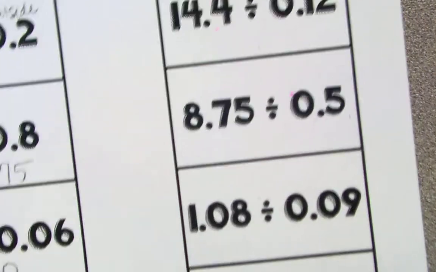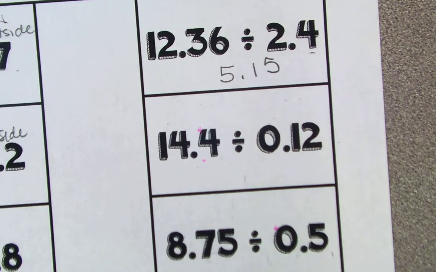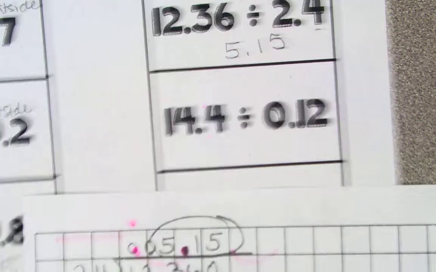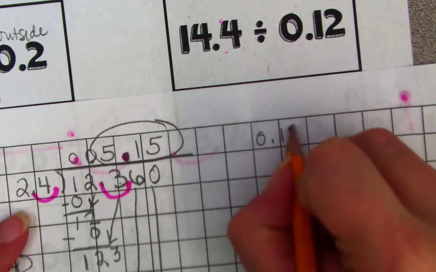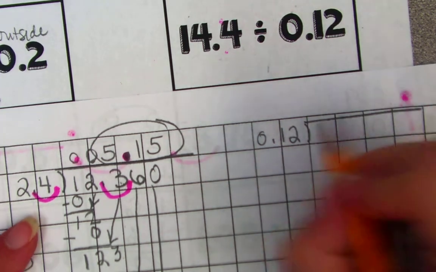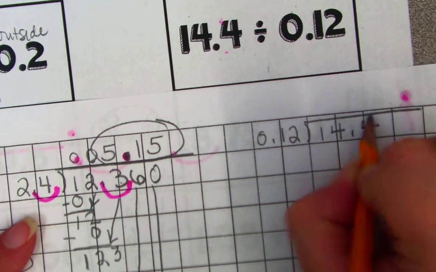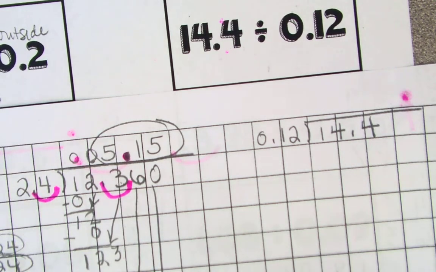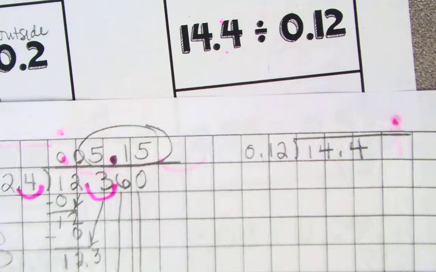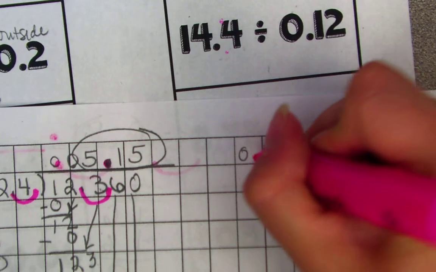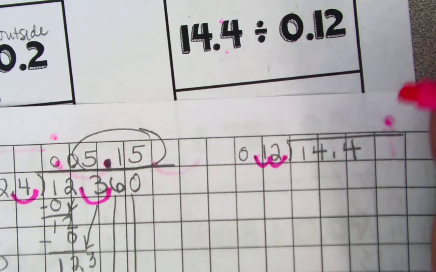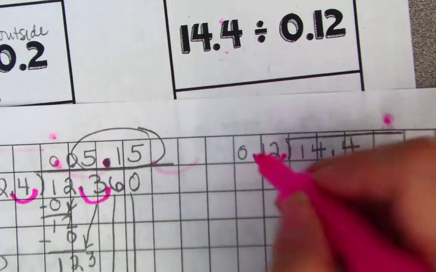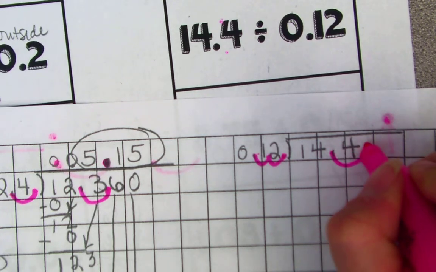Okay, we are now doing 0.12 divided by 14.4. So over here, remember 0.12 goes on the outside and 14.4 goes on this side. I have decimals on both sides, so I need to move them. I'm going to move this 1, 2 to make it 12. And if I do it to this side too, I'm going to move it 1, 2.